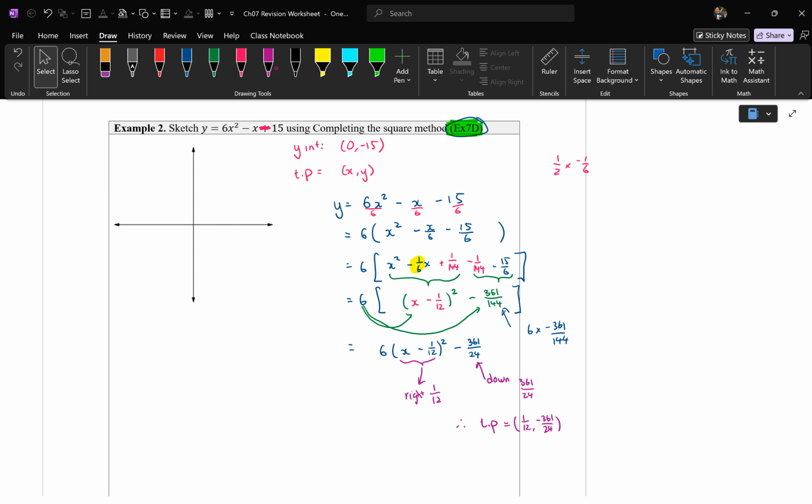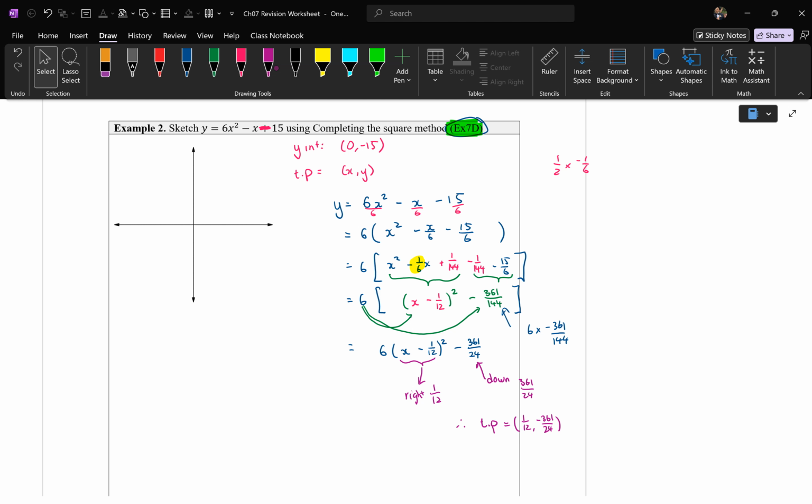That's how I normally do it, and that's the most efficient way to sketch. But you've got to be comfortable with each and every skill. So if you can't complete the square, then you've got to go back to whatever skill I taught you in 7C. 7C and 7D are your two key pillars.